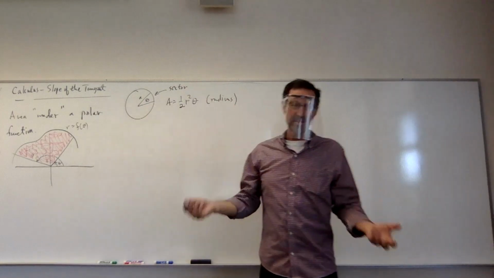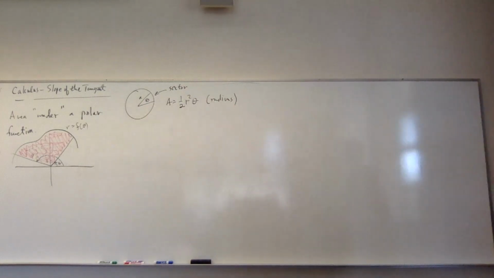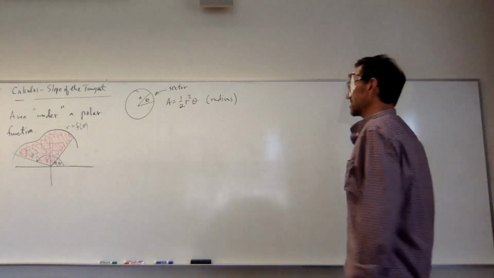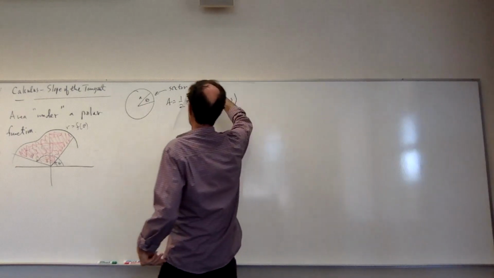If you forget that formula, you could easily derive it. I think it's obvious if I double the angle, I double the area, right? And so you can set up a proportion. We know there's pi r squared in the whole circle, which corresponds to 2 pi. So anyway, here's our formula.